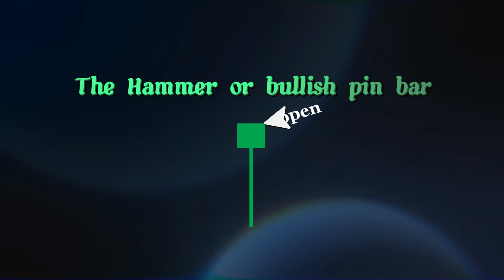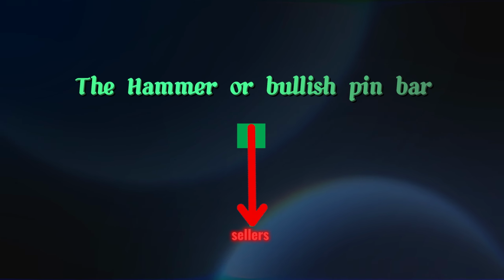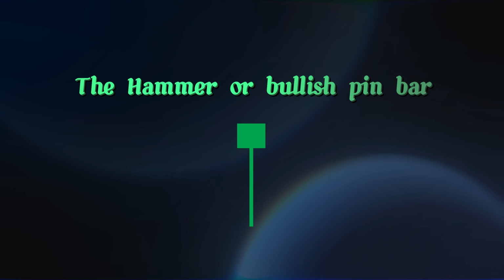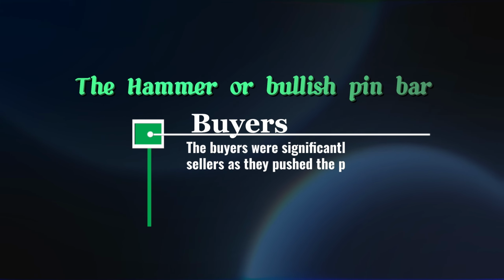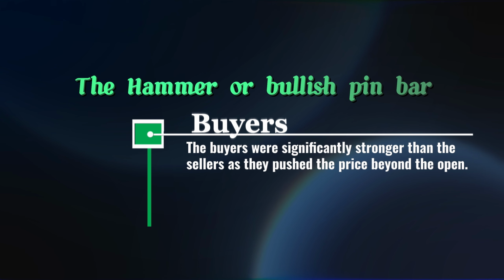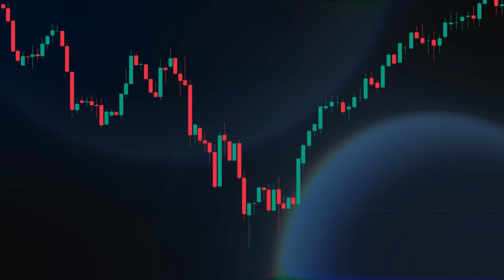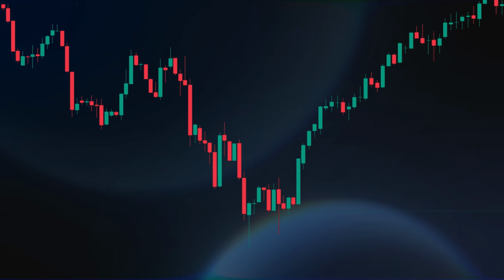That shows the price opened around this area, and instantly the sellers tried to take the prices down. They were able to push the prices down, but at some point the lower prices triggered buy orders from the buyers. The buyers were significantly stronger than the sellers as they pushed the price beyond the open. The hammer is a reversal candlestick pattern when it occurs at the bottom of a downtrend.